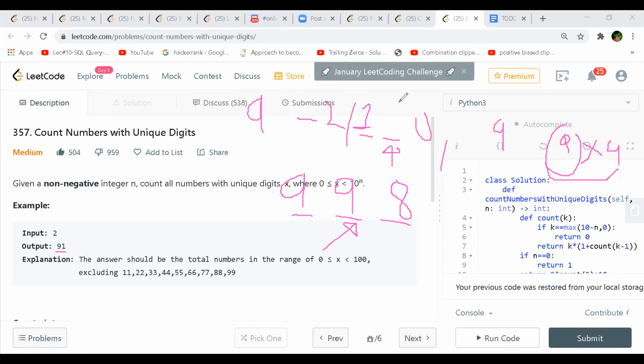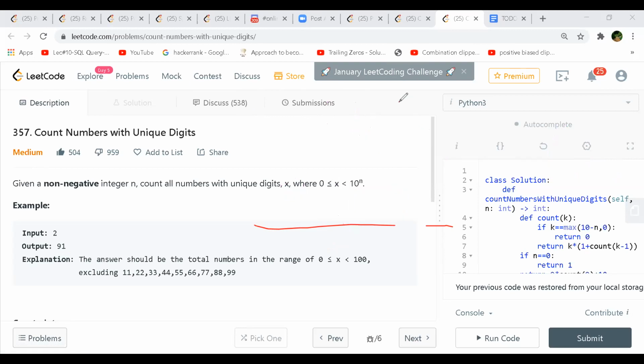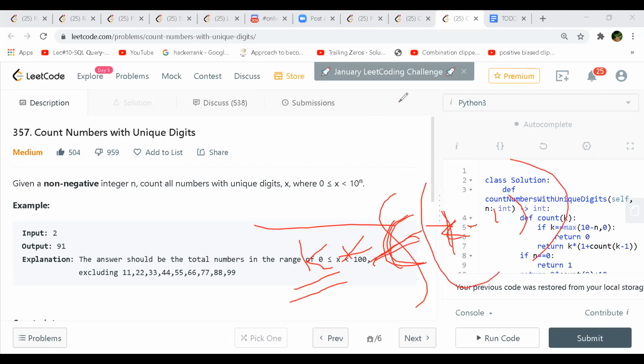So this is again like recursion only, right? Whatever you got the number for this, you multiply by the count of k minus 1, because that digit you have used here, right? If it is any recursion function, you go for k minus 1.